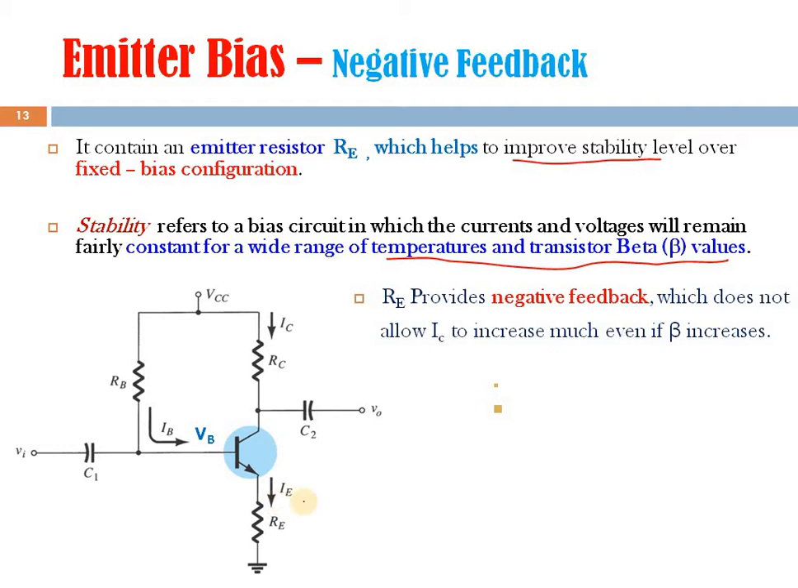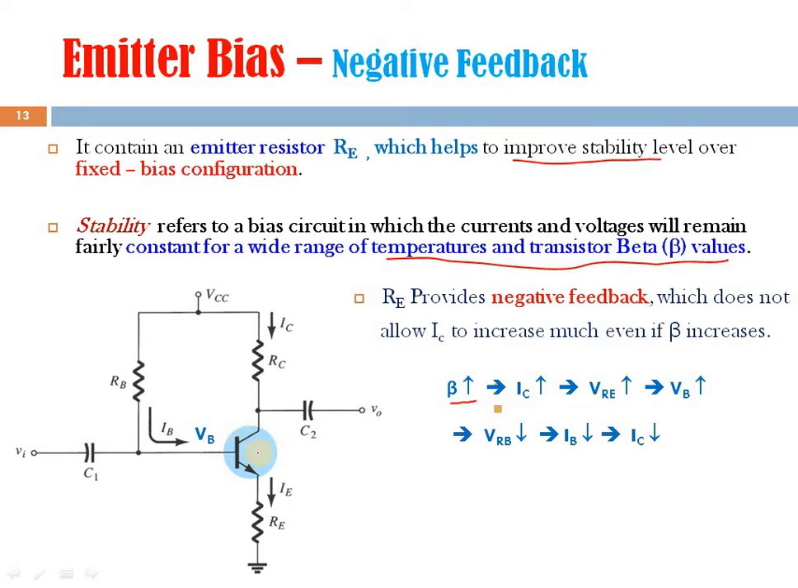Now this RE provides negative feedback, which doesn't allow IC to increase much even if beta increases. And how it happens, you can see through this loop. Suppose beta increases. You can consider both kinds of cases, if beta increases or beta decreases, but as an example I have taken here the case when beta increases. So you have changed this transistor because earlier the transistor is damaged, suppose, and if you are changing this transistor, there are chances that the beta changes, and suppose the beta increases.